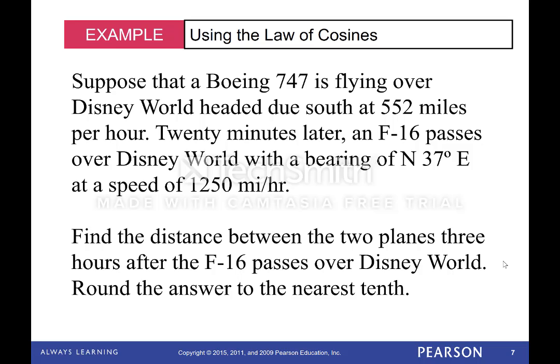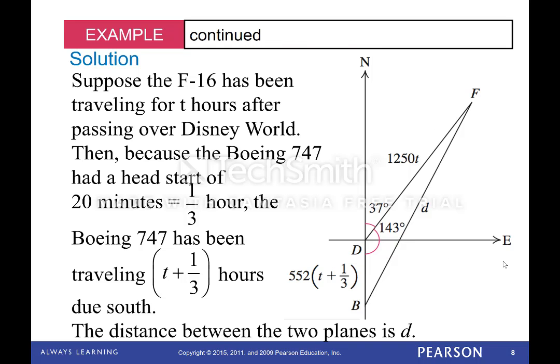The other one, which is right here, is the whole concept of flying. If you're flying with a certain bearing, going somewhere, you can figure out the distance between things as we do right here. So suppose a Boeing 747 is flying over Disney World headed due south at 552 miles per hour. That's cool. 20 minutes later, an F-16 passes over it, but it's going north, at that speed. So now the question is this: find the distance between the airplanes after 3 hours if they kept the same speed. Let's set it up here. What would it look like?